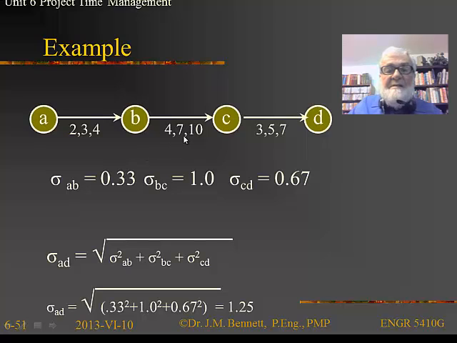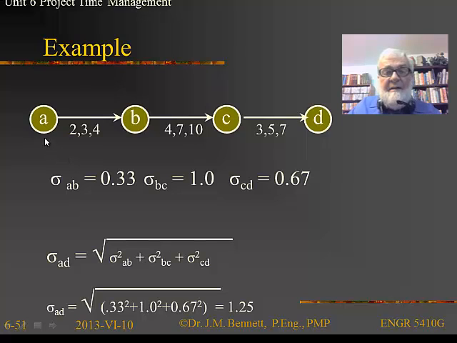My estimate of the standard deviation from B going to C is going to be 10 minus 4 divided by 6, which is 1. And similarly, my estimate from C to D is going to be 7 minus 3, which is 4 divided by 6, or 2/3. So those are the 3 standard deviations.